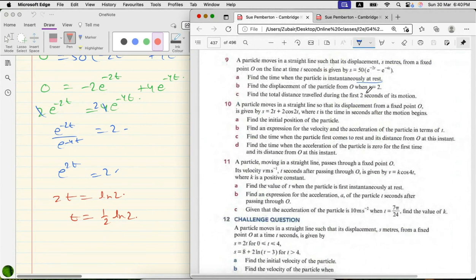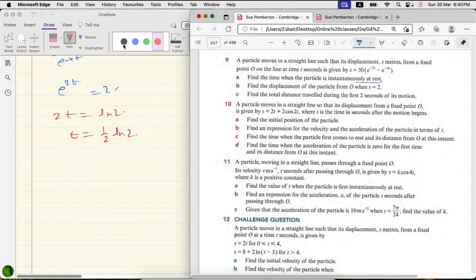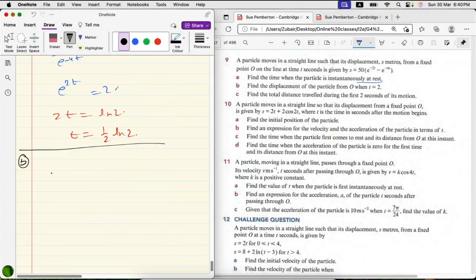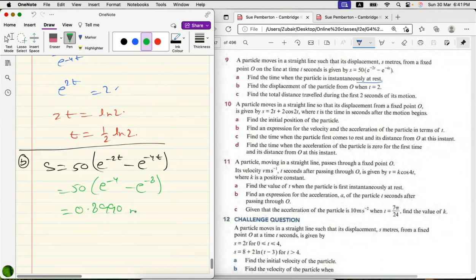Find the displacement of the particle when t is equal to 2. Equation is there. Simple substitution. Displacement is 50 e raised to minus 2t minus e raised to minus 4t, where when time is 2, e raised to minus 4, e raised to minus 8. Using calculator, 0.8990 meters.